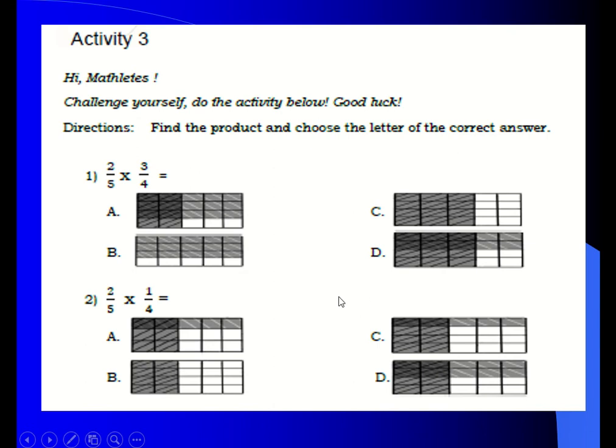For activity 3, 2/5 times 3/4. Alin kaya dito yung sagot? Is it A, B, C, or D? So, 2/5. Alin ba dito yung hinati sa 5? Lahat naman, di ba? Kaya lang ito, 3/5 siya. So, ito, 2/5. 1, 2. Then, 3/4. Ibig sabihin, hinati naman pababa sa 4. 1, 2, 3, 4. Ito yung 3/4. Ang sagot dito ay letter A. Isusulat nyo lang yung sagot. Ganyan lang din ang gagawin nyo for the rest of the activity 3.